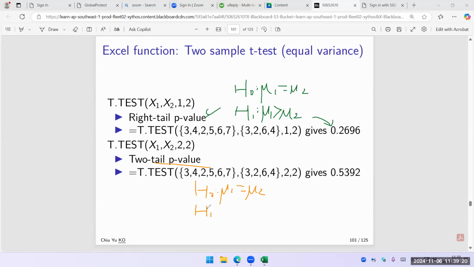Sorry for my writing because I have to use the mouse to write. I don't know why this doesn't work. Okay, if you write by mouse, you may not write better than I do, but this is what it means, right?